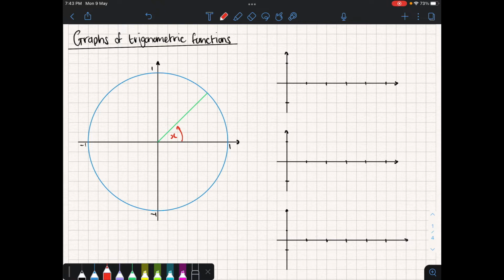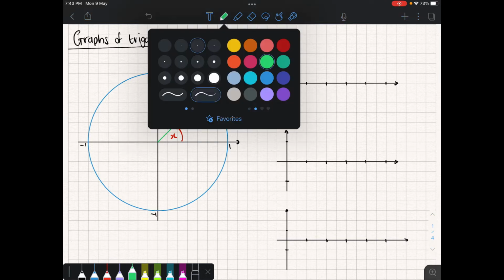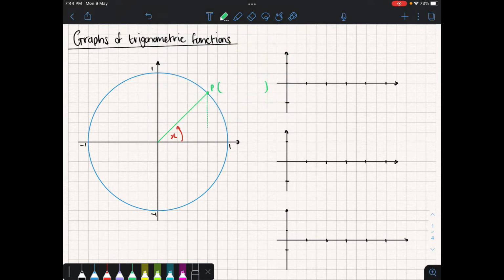Now, angle x subtends this angle, and because of the angle created, we have this point, and we can call this point P. It doesn't really matter what it's called, but more importantly, we're interested in what its coordinates are. In order to determine its coordinates, we can simply drop down a perpendicular line and create a right-angled triangle. We need to remember that this is the unit circle, so this circle has a radius of 1.